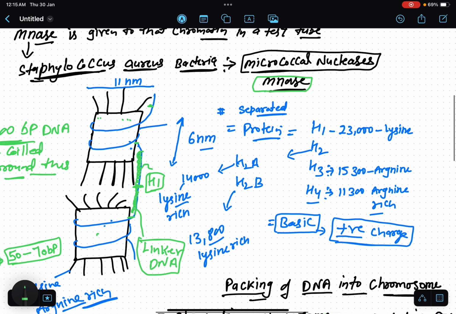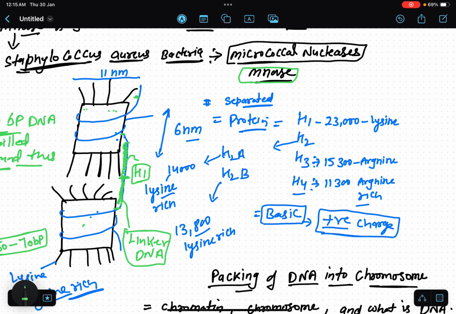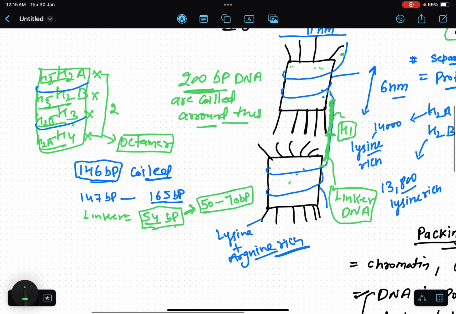which contains the proteins H1, H2, H3, H4. H2 is of two types, H2A and H2B. So all H2A, H2B, H3 and H4 combined together, producing a cylindrical structure known as the octamer, on which 146 base pairs are coiled, and a linker histone is also present, which is wrapped around the linker DNA, and the size of linker DNA is 54 base pairs. And one octamer contains 200 base pairs of DNA.